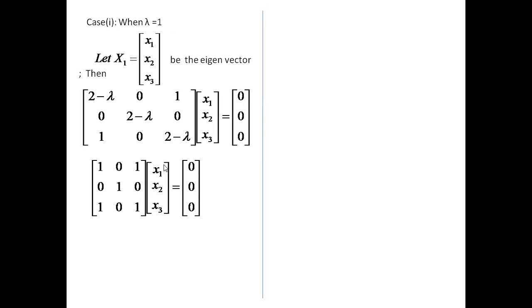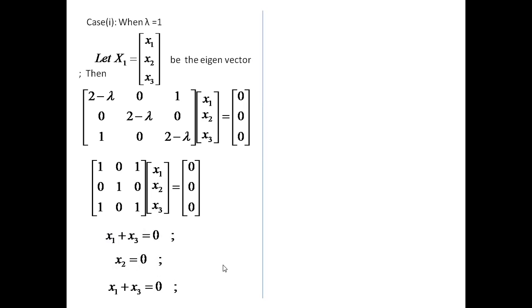What is that system of linear equations? Multiply these 2 matrices. So that is 1 into x1 plus 0 into x2 plus 1 into x3 equal to 0. That's the first equation. The second equation is the second row into this column. We get 0 into x1 plus 1 into x2 plus 0 x3 is equal to 0. Similarly, the third equation you can write easily. That is x1 plus 0 x2 plus x3 is equal to 0. So the first equation is x1 plus x3 is equal to 0, the second is x2 is equal to 0, and the third is x1 plus x3 is equal to 0.